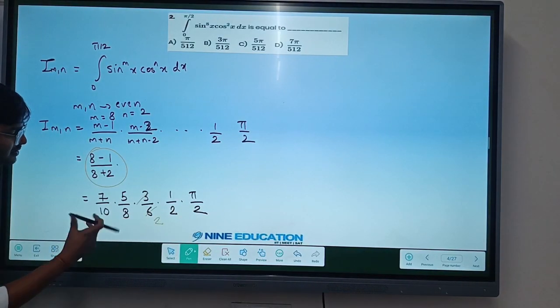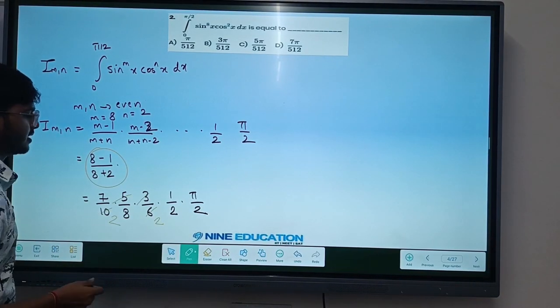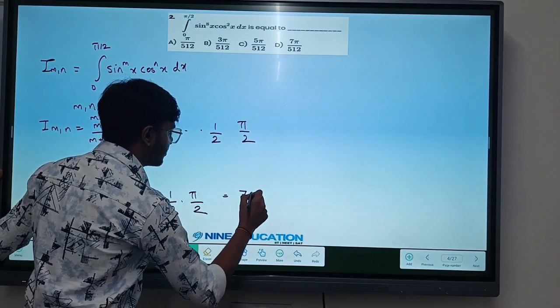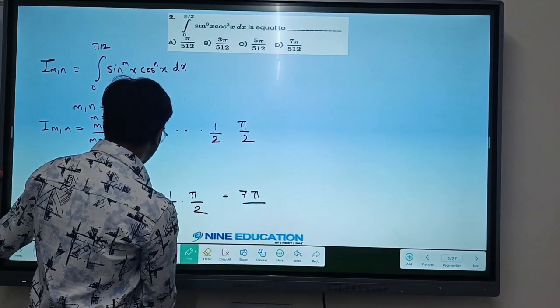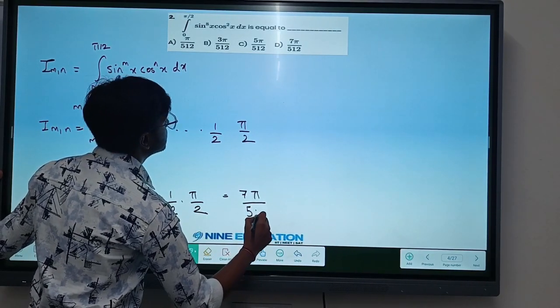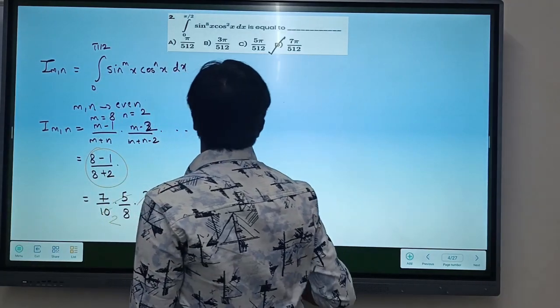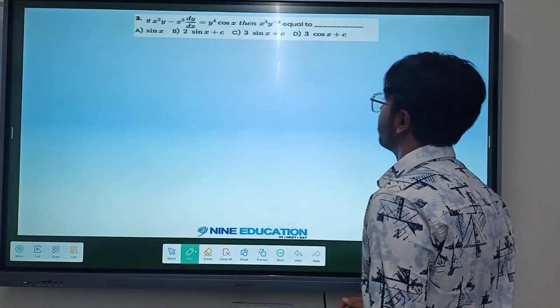So 3 2s are 6, 5 2s are 10. So at last what are we getting in numerator? 7 pi. In denominator, if you multiply all the 2s, you will get 5 and 2. So answer is D, 7 pi by 5 and 2.